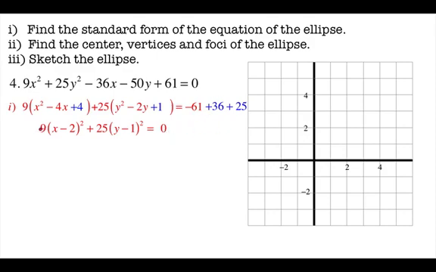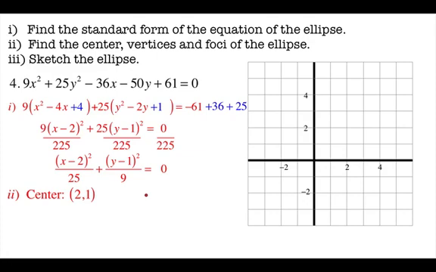So now what I'm going to do is I want to get rid of the 9 and the 25. So I actually divide everything by 225. Once I do that, I get the following. So I'm done with part 1. Part 2 is the center is 2, 1. Can I find the vertices, foci, and ellipse?